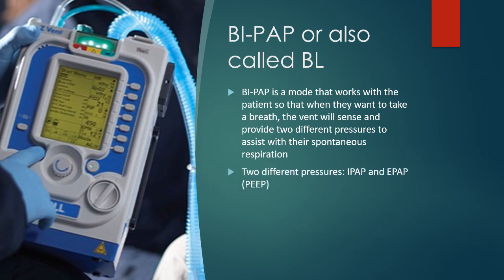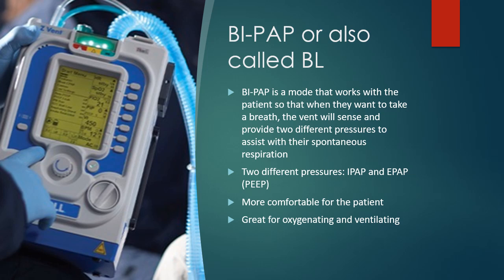The two different settings are IPAP and EPAP. EPAP is essentially your PEEP, so EPAP and PEEP mean the exact same thing. So if we're worrying about how do I oxygenate somebody on a BiPAP, the two settings don't change. It should be your FiO2 and then you adjusting the PEEP as needed, something we'll talk about in the next slide.